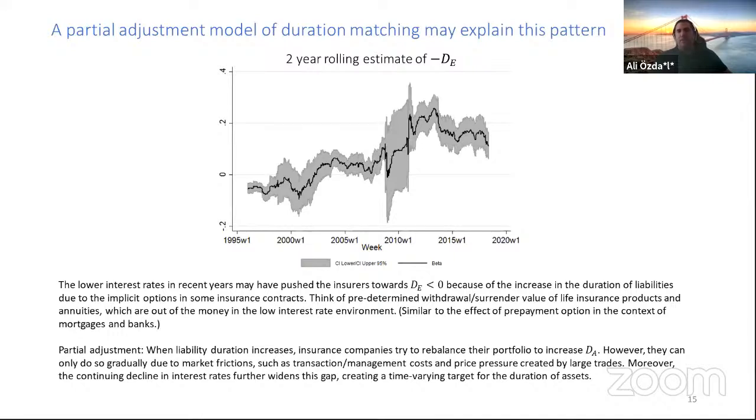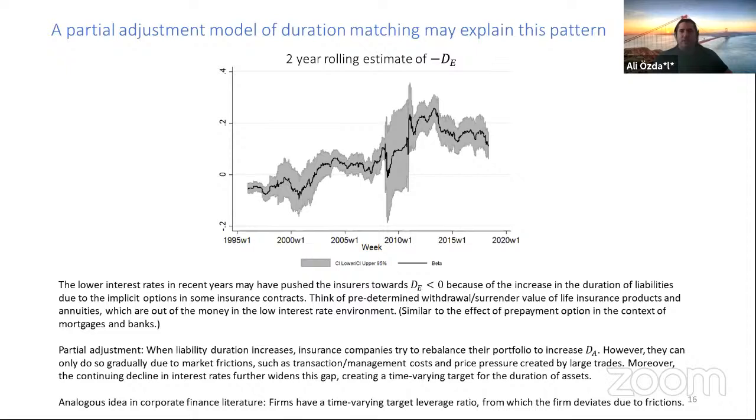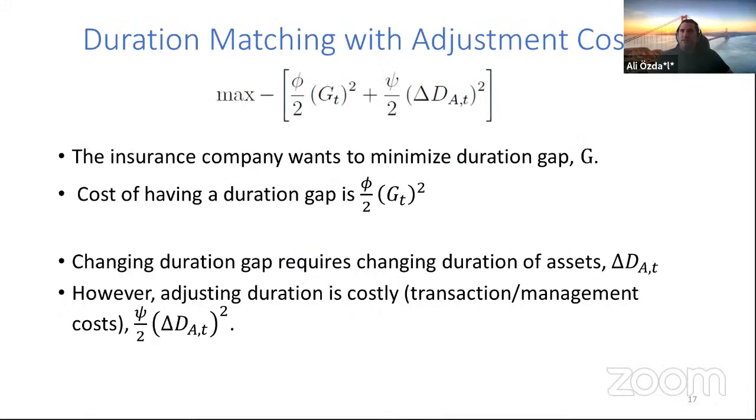And for those of you who are not familiar with the macro literature, because I was talking about the investment adjustment cost, but for those of you who are more knowledgeable about corporate finance literature, you can think of it like there is this quite long literature about time-varying target leverage ratio, regarding how corporations make their capital structure decisions. And the logic is very simple: in the absence of any frictions, the firms would like to have exactly a particular target leverage ratio, but they cannot attain it at every period due to frictions, right? And here, instead of the target leverage ratio, think of it that we have a target duration. It is exactly the same logic. And taking that as given, we come up with a simple model of duration matching with adjustment costs.